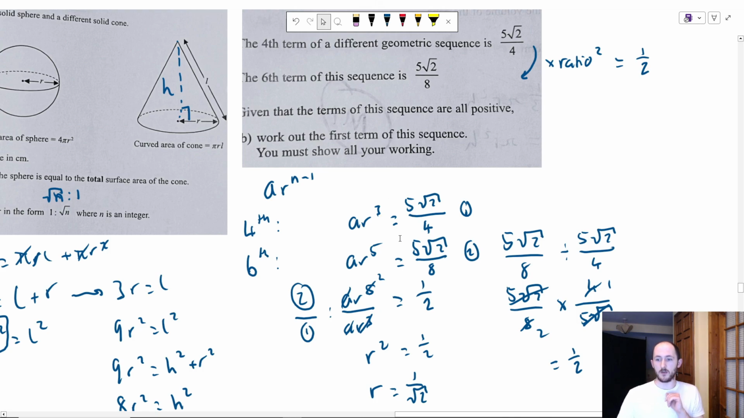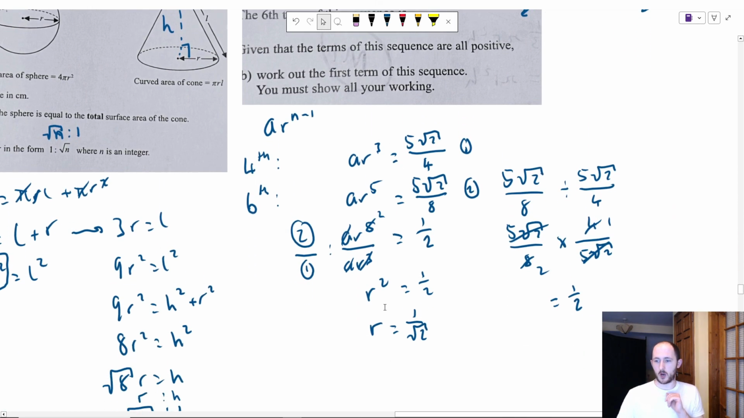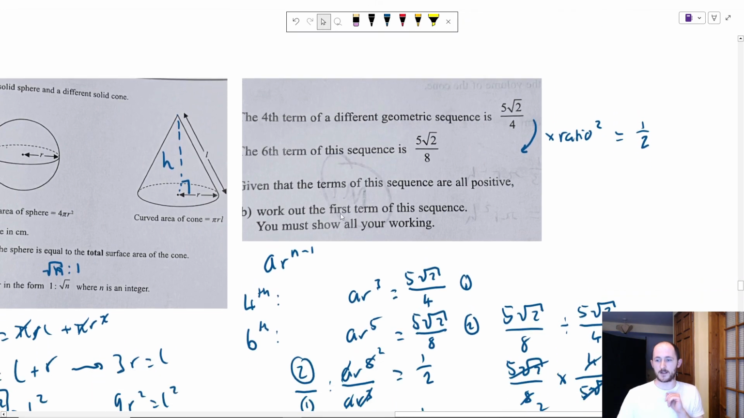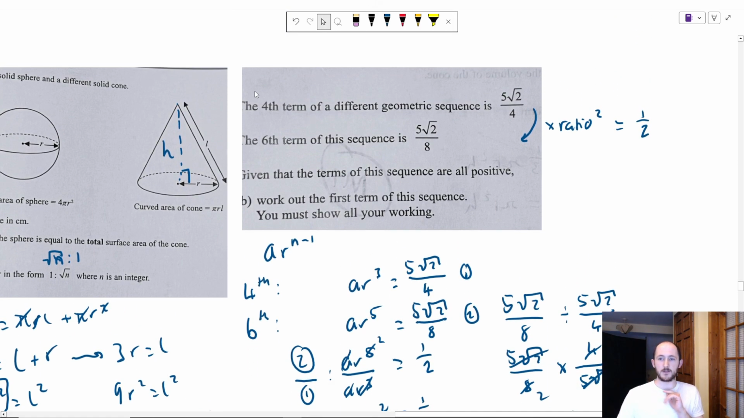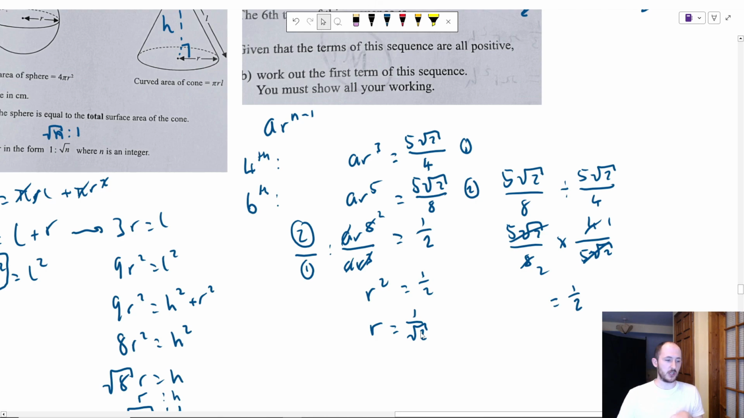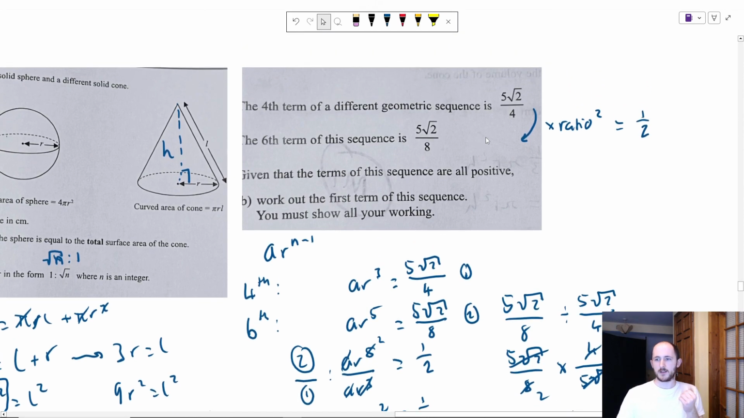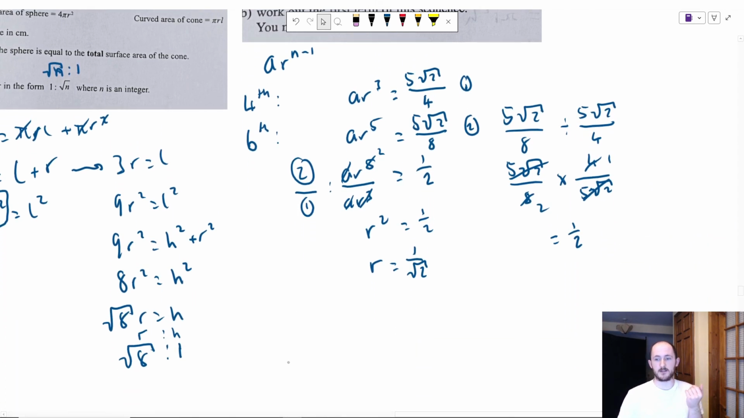Okay, so now I know what the common ratio is. I can try and work out the first term. Doing it the GCSE way would involve dividing this by the ratio to the power of 3. Again, I'll use my method. If I look at this equation, I know what the ratio is now. It's (1 over root 2) cubed equals 5 root 2 over 4.